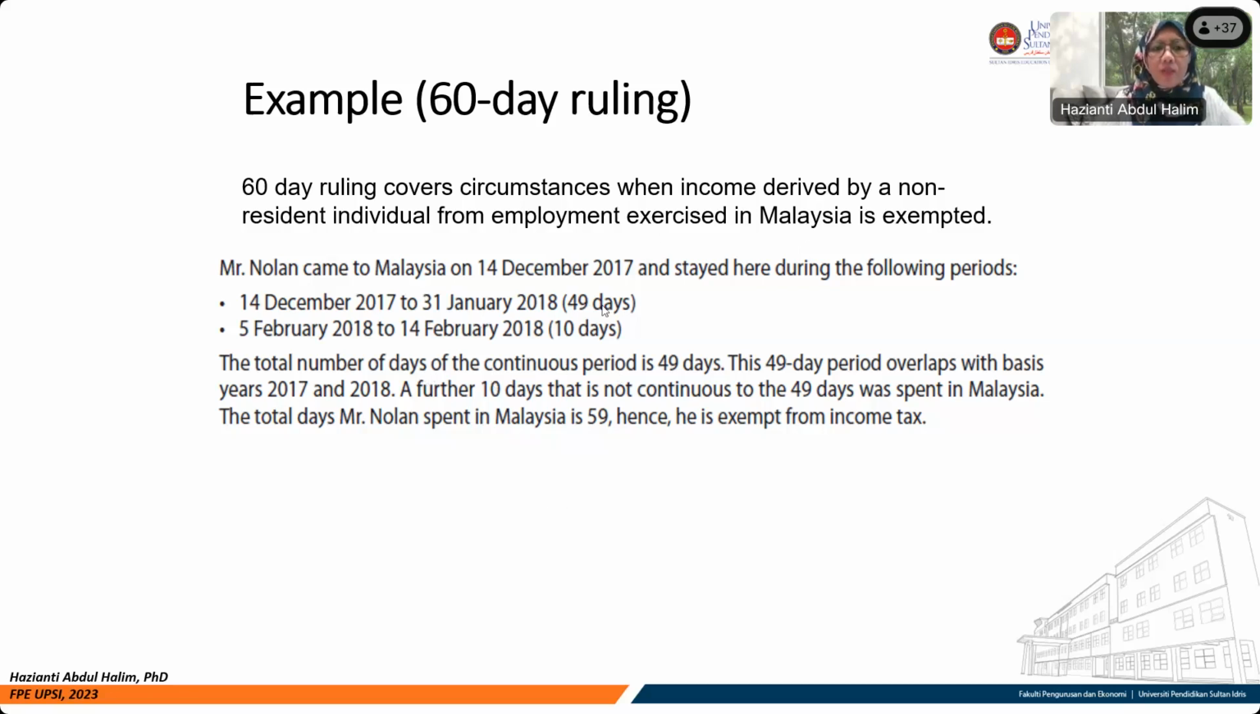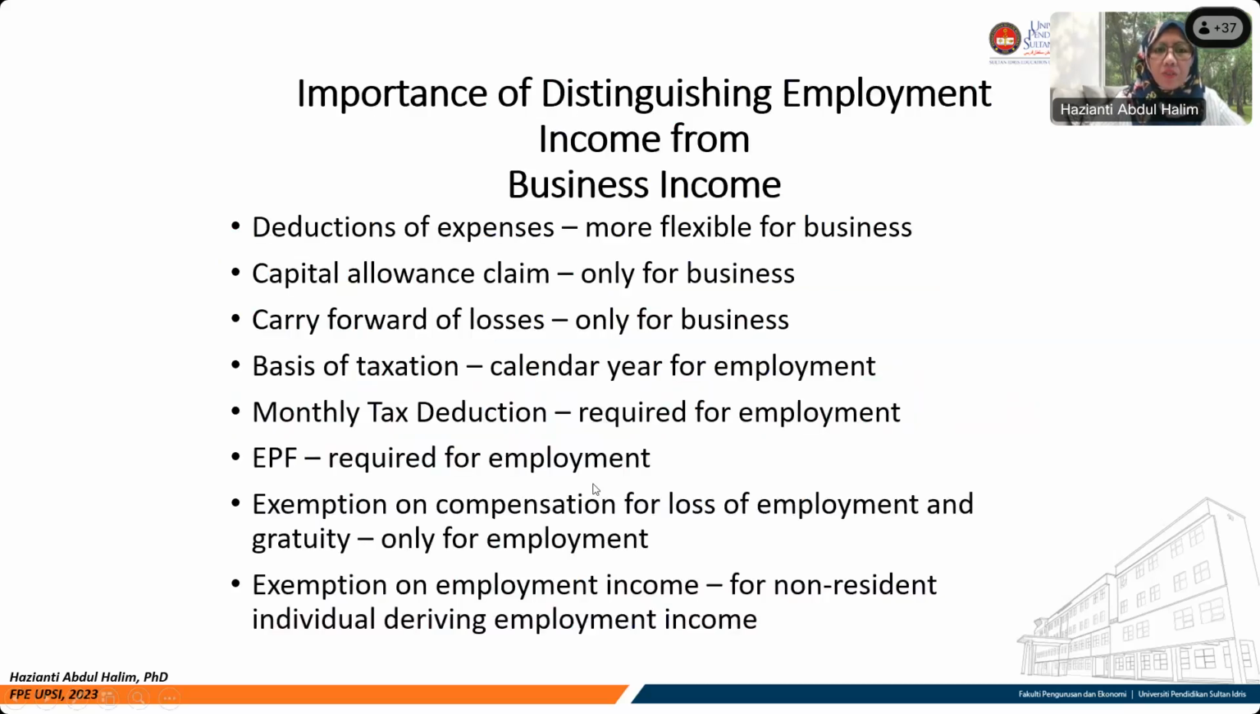Contoh kat sini kan, ada 2 tahun. So 49 days, 2017 and 2018. So total would be 49 days. So bila kita tambah 49 plus 10, 59, he is exempt from income tax. So you can refer to next example nanti ada dalam table.